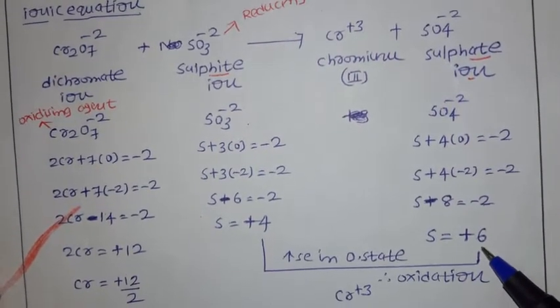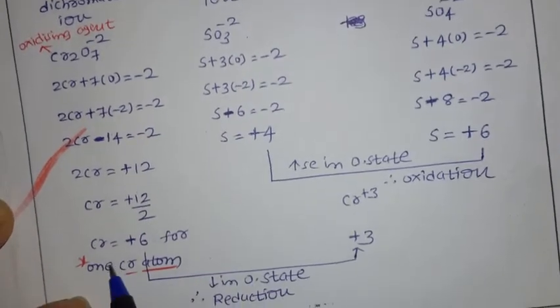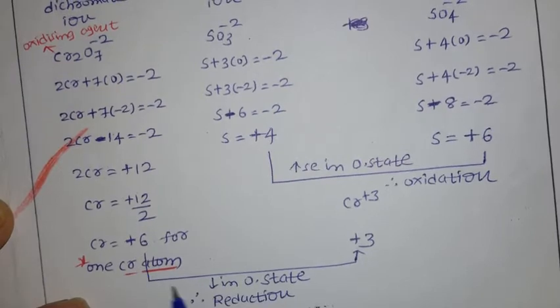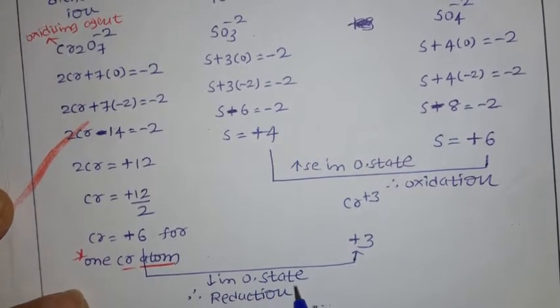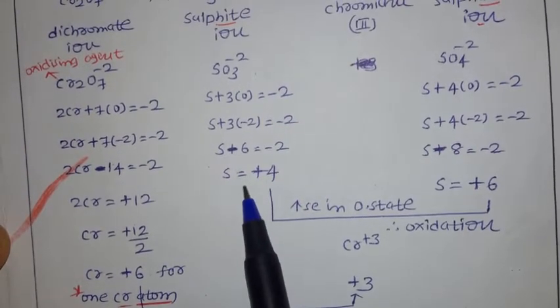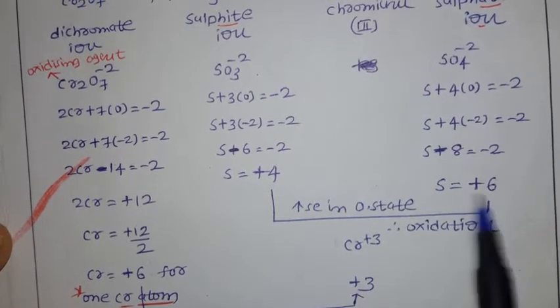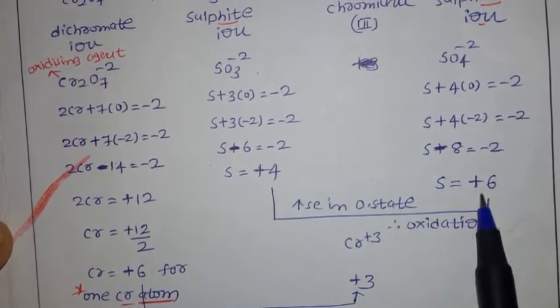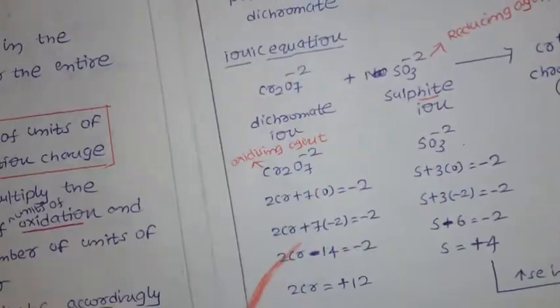Now identify which is oxidation and which is reduction. Here chromium +6 is converted into +3, so there is a decrease in oxidation state. So this reaction is reduction. Now if you see sulfur, we have +4, and from +4 it converts to +6, so it is an increase in oxidation number. So it is called oxidation. Now let us see the steps one by one.